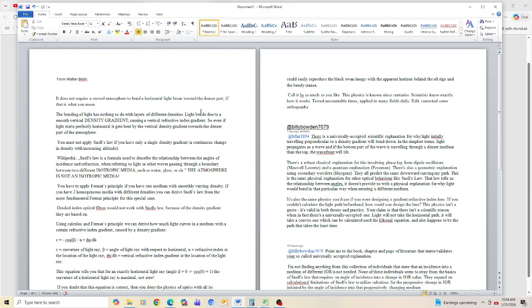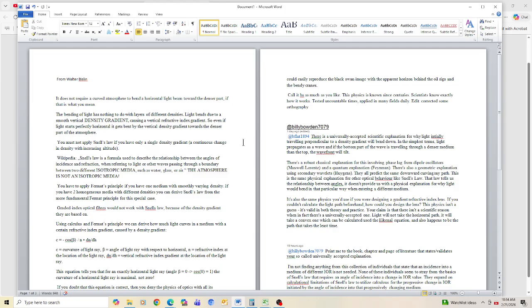Okay, light would bend due to a smooth change in density. He's even saying vertical here. It is relative to a path of light traveling in vertical or across the vertical. Horizontal is 90 degrees to that. Causing the refractive index gradient.